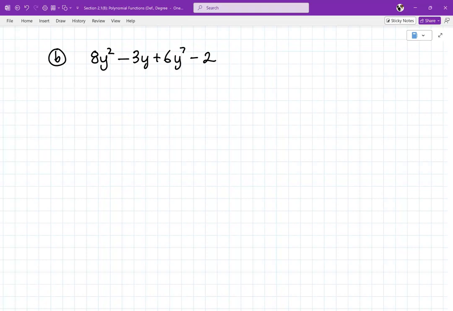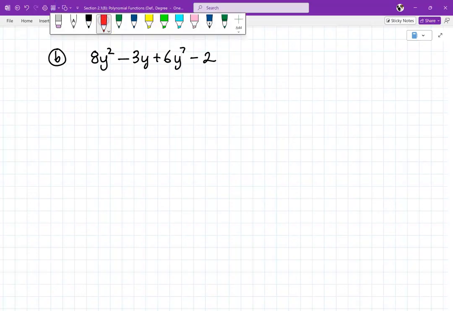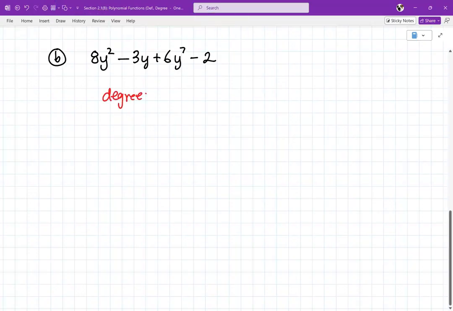All right, so is this a polynomial? You're going to look at all your variables, y's, y's, and y's. Y squared, y to the first, y to the 7th. Are they all positive whole numbers? A 2, a 1, and a 7. Yeah, they are. So is this a polynomial? Yes, it is. What is the highest power? That's going to be my degree. So 7, thank you. So the degree is 7. What's my leading coefficient? 6. Thank you. And that's it.